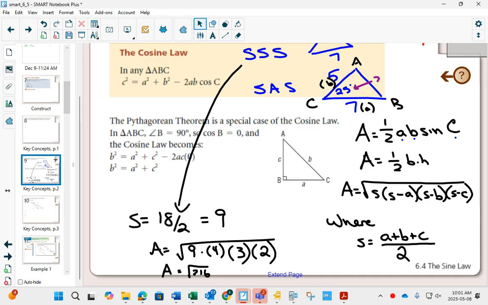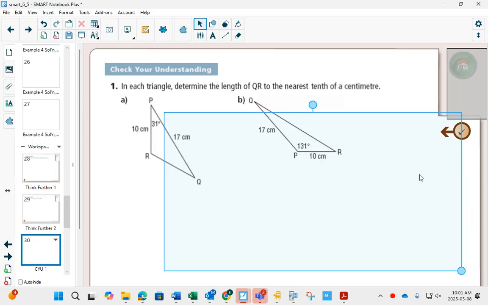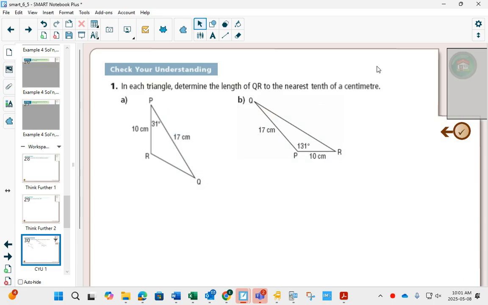All right, so here's our cosine law, and these are the situations that we want to use it. A lot of people like trigonometry because if you recognize the right thing to do, it's just using a formula and some algebra skills, and it makes it really easy to solve.